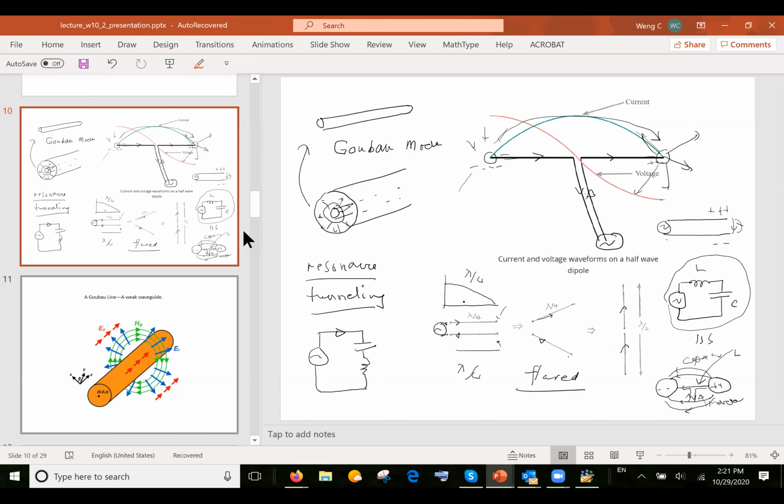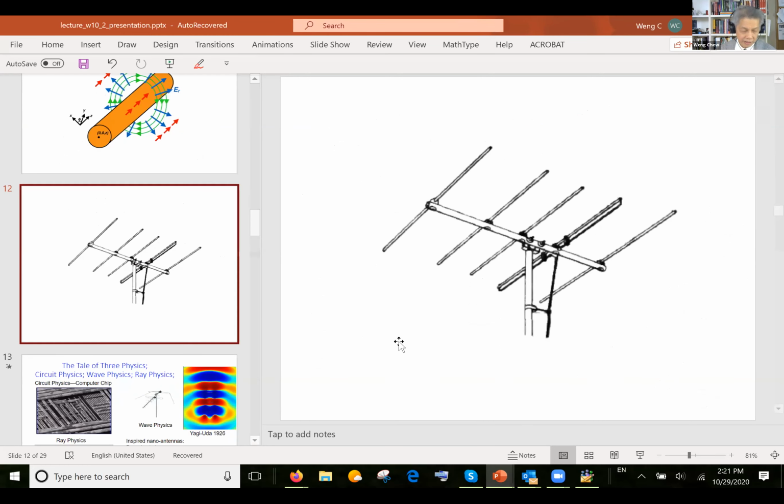Okay, good. So let's move on and look at this Yagi-Uda antenna. The Yagi-Uda antenna is actually a very clever design. It was designed around 1926 by Professor Yagi and Professor Uda in Japan. At the time, they didn't have supercomputers. Now we have numerical software to simulate this.